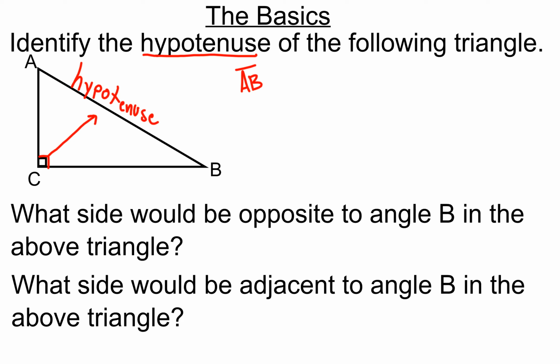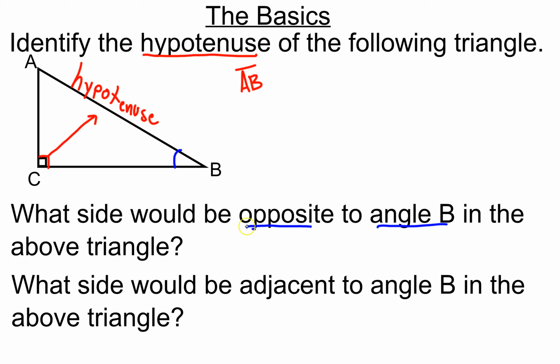Let's take a look at the next one. It said, what side would be opposite to angle B in the above triangle? Okay, now this is important. It says, what side would be opposite of angle B? So before we do anything, we have to figure out, well, where's angle B? So you come up to your triangle. Here is angle B right there.